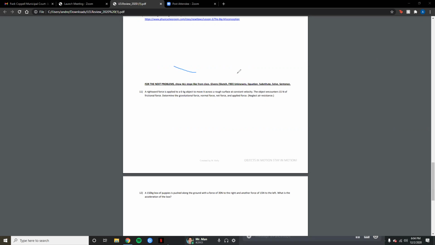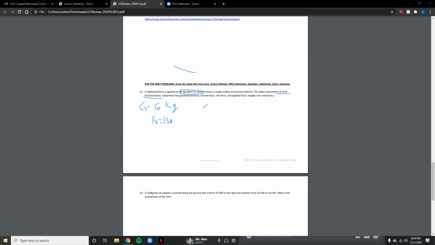So we're going to draw the G. So our givens, we have the mass of the object. It's 6 kg. And then the object encounters 15 newtons of frictional force. So we know F of F equals 15 newtons. So what we're gonna do is we're gonna draw a little dot, like she does in class.